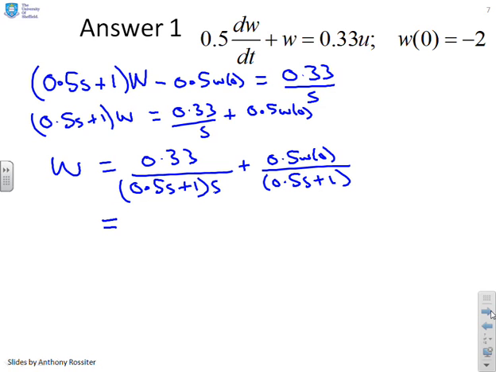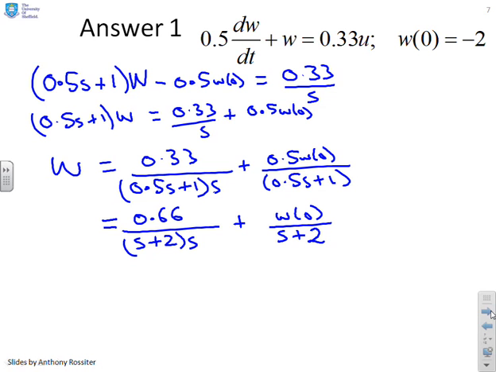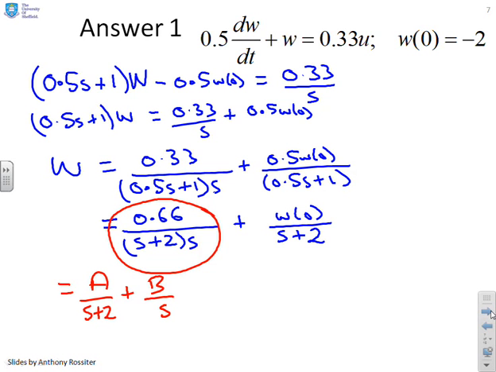So if I multiply top and bottom by 2, I get 0.66 over s plus 2 into s plus w of 0 over s plus 2. Now you'll notice, I'll circle it here, that one of the terms we've got has 2 poles in the denominator. So we need to use partial fractions on that to separate it out. So I'm going to write this now as a over s plus 2 plus b over s plus w of 0 over s plus 2, and we need to get a and b.